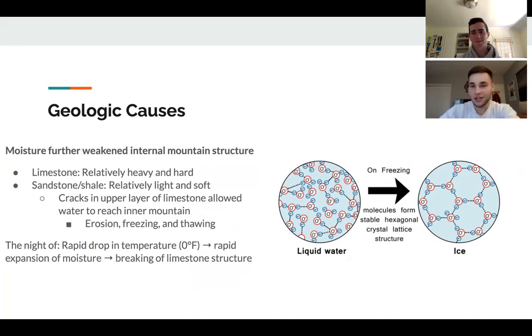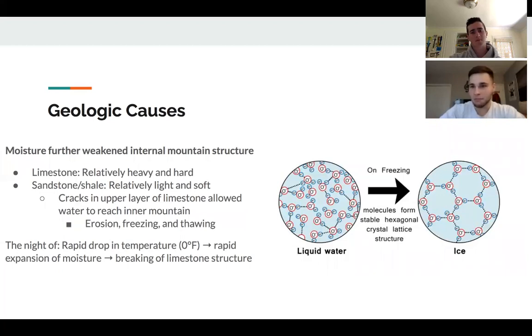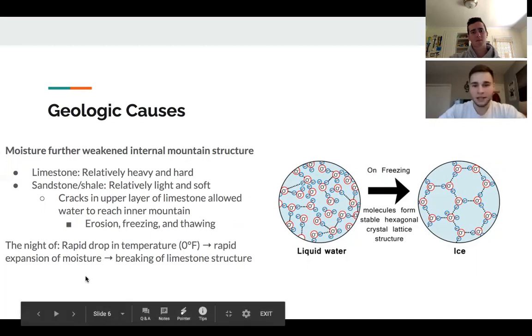Now moving on to geologic causes. The composition of Turtle Mountain is essentially as follows. We have heavy and hard limestone sitting atop relatively light and soft sandstone and shale. Obviously, just by nature of that, the mountain isn't that stable because it's a heavy mass on top of a light mass.